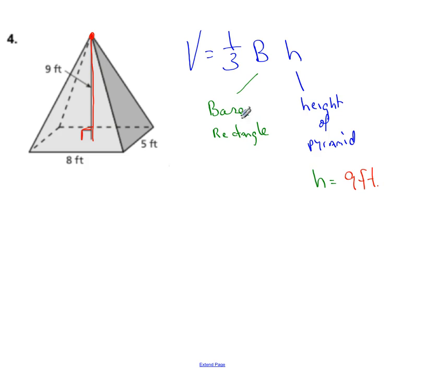So the base is a rectangle. We want the area of the base. So my rectangle area, I'm going to write it here on the right side, is length times width. What is the length and width of the rectangle? Yep, 8 and 5. Awesome. So area is equal to 8 times 5, or 40 feet squared.